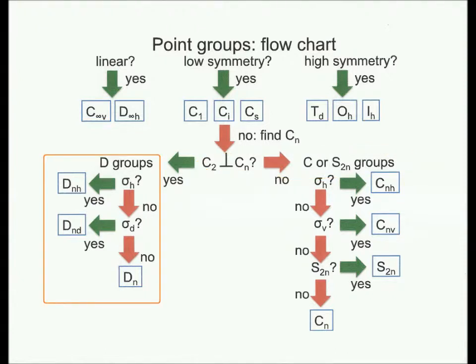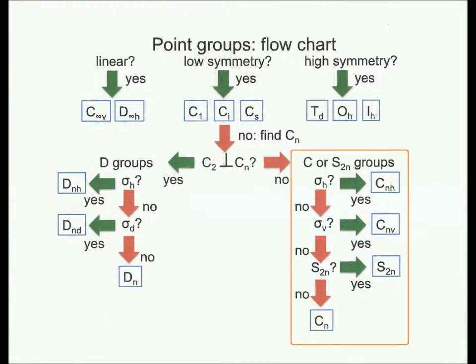Now, once we determine that a molecule belongs to the dihedral class of point groups, we next check to see whether or not the molecule has a horizontal mirror plane. If it does, then the molecule belongs to the D_nh point group. If it does not, then we check to see whether or not the molecule has a dihedral mirror plane. If it does, then the molecule belongs to the D_nd point group. And if it does not, then the molecule belongs to the D_n point group.